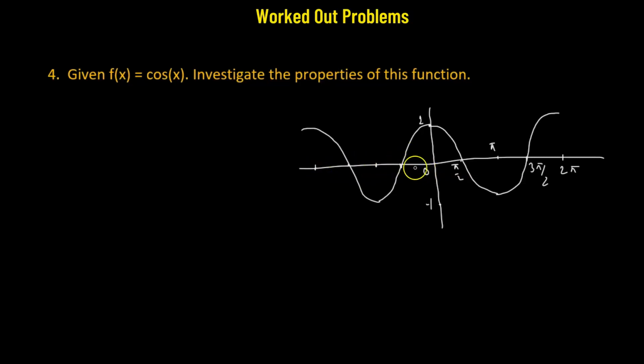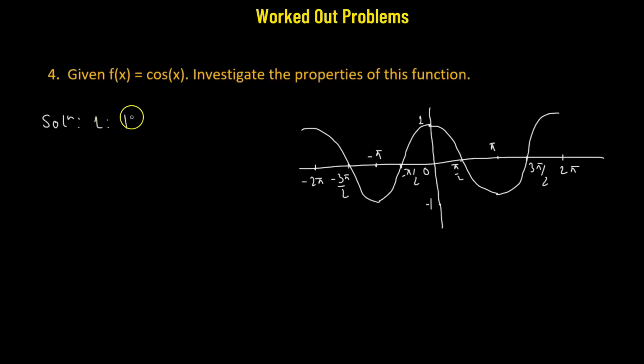So let's use the values. This will be negative pi over 2. This will be negative pi. This will be negative 3 pi over 2. This will be negative 2 pi. I'll write down the properties straight away.